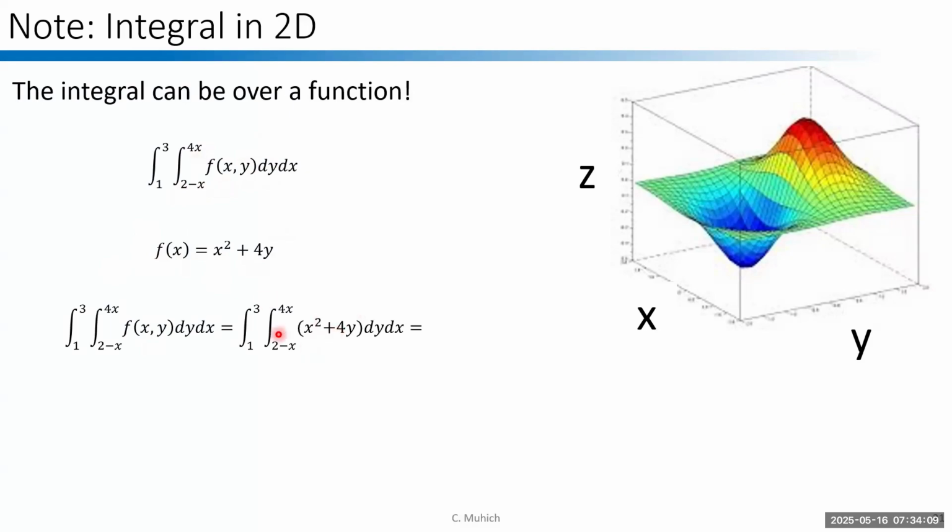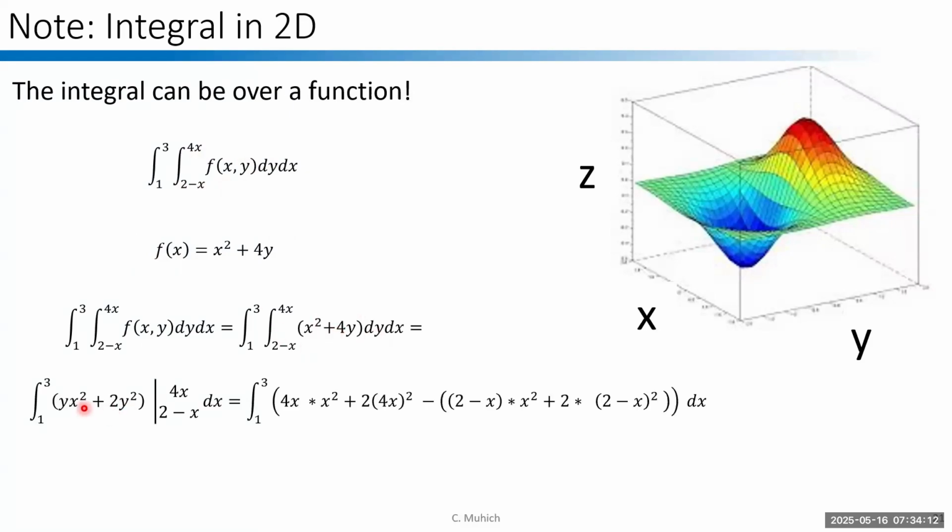I'm now ready to take my integral with respect to y. The integral of x squared with respect to y is yx squared plus 4y. The integral is plus 2y squared. Now when I'm doing my limits, I need to go from y equals 2 minus x to 4x. I then substitute this in, right? So now instead of substituting in a number for y, I'm substituting in these functions of x. So we can see that we have x's all in here as I've substituted in.